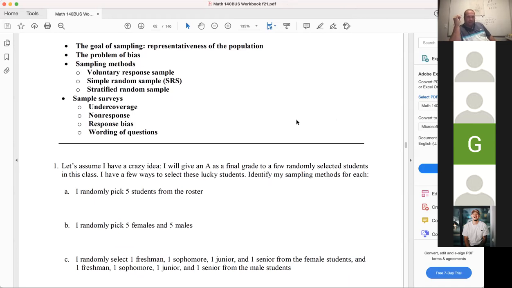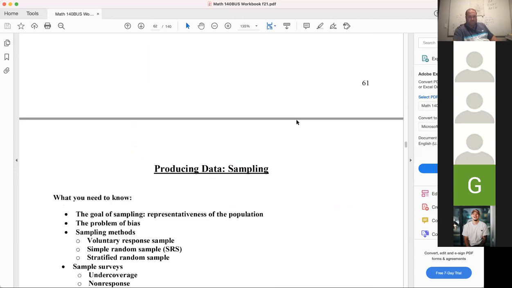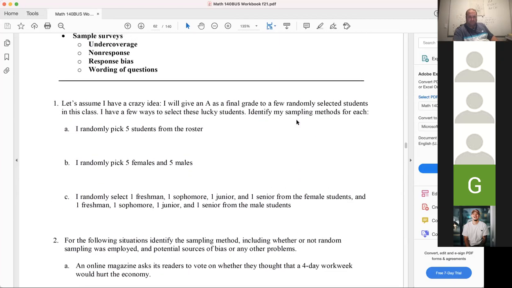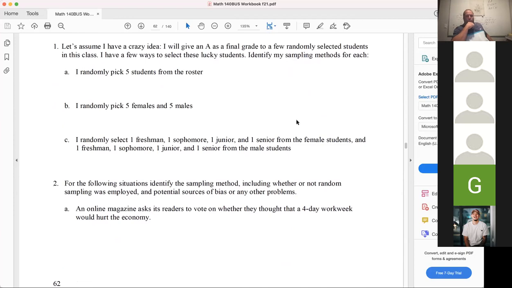B, I randomly pick 5 females and 5 males. What kind of sample is that? We're on page 62. You randomly pick 5 males and 5 females. That's stratified. You divide them into 2 groups and then pick an SRS from each group.